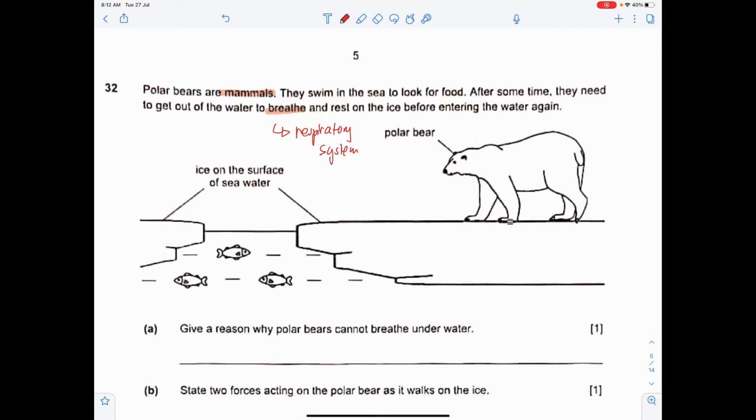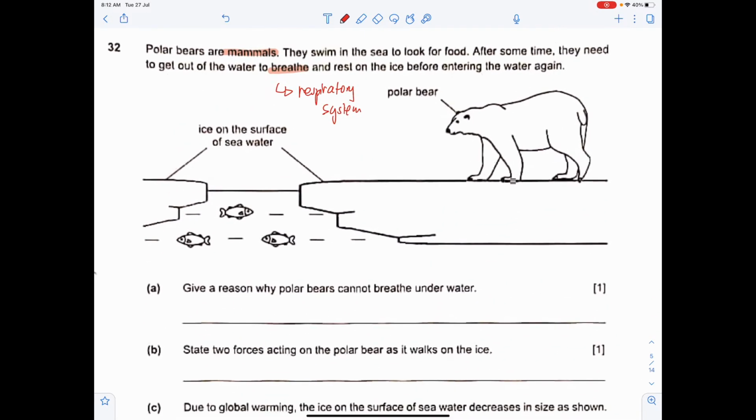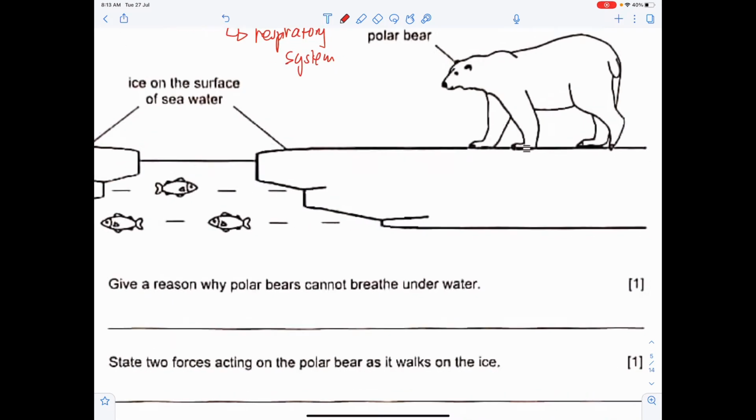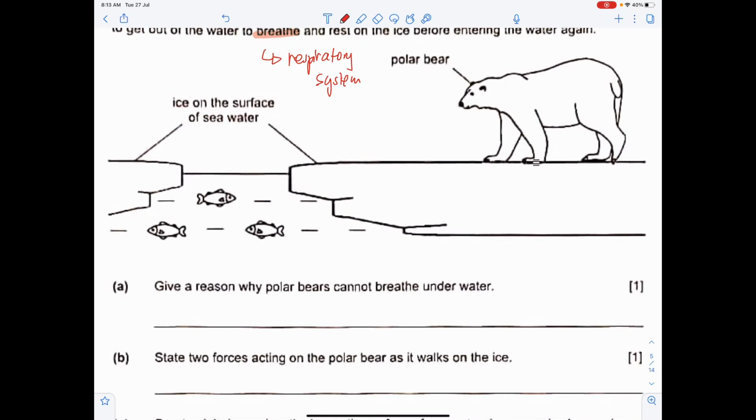Okay, so let's take a look at it. Give a reason why polar bears cannot breathe underwater. Most of you actually gave the answer as polar bears have lungs to take in oxygen. Okay, now this cannot be true. I mean, it's true, but it's not the answer that they're looking for, because having lungs doesn't explain to the examiner why it cannot breathe underwater. The keyword here is breathe underwater.